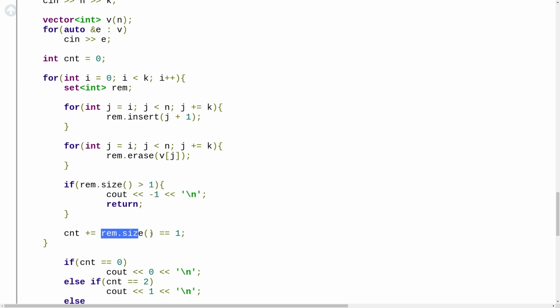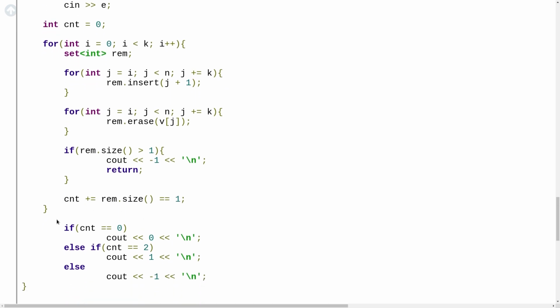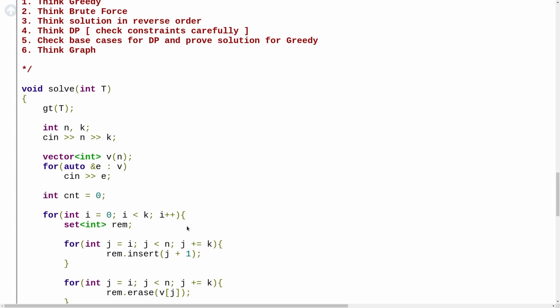Now if there is exactly 1 element, then I'll increment my count variable by 2, right? So at the end, after all of this is done, if the value of count is equal to 0, that means all the elements are in the correct groups, then I just print 0. Otherwise, if exactly 2 of the elements are in their incorrect groups, then I can just swap them using one operation and find the correct answer. Otherwise, I'll just have to print -1 because I cannot form my answer at all, right? So this would be the solution for the second problem.